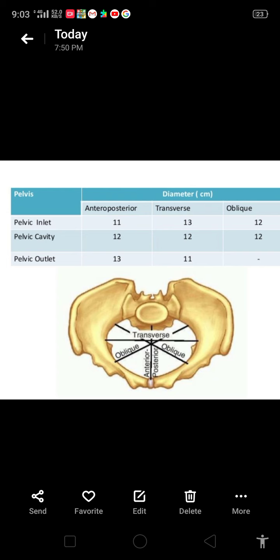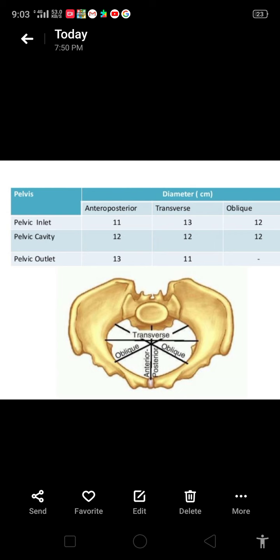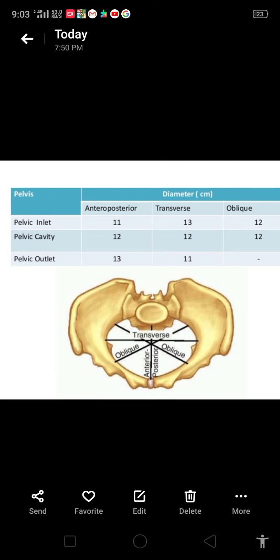We'll start from the anterior posterior diameter of the inlet. It is a line from the sacral promontory to the upper inner border of the symphysis pubis. As the name suggests, anterior to posterior, so you can say sacral promontory to the symphysis pubis.